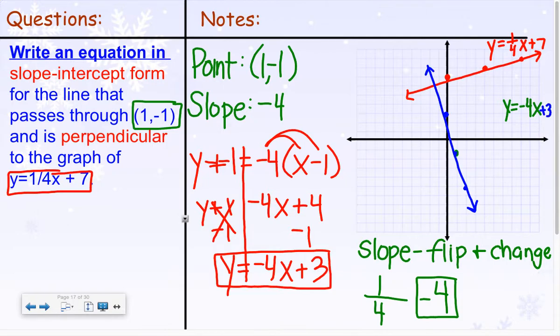When you're all done, make sure, do your slopes flip and change? 1/4 flipped and changed is -4. They have to be flipped and changed.